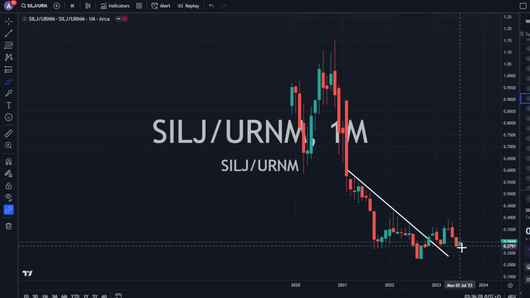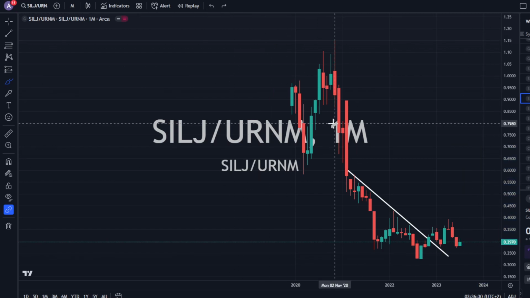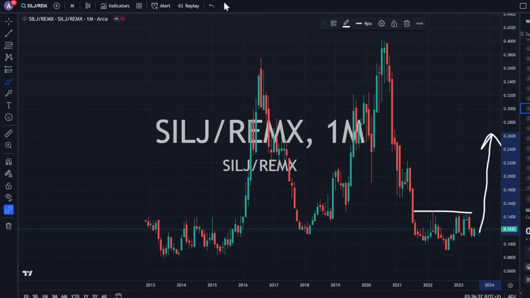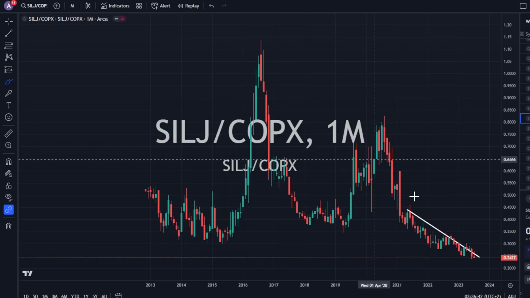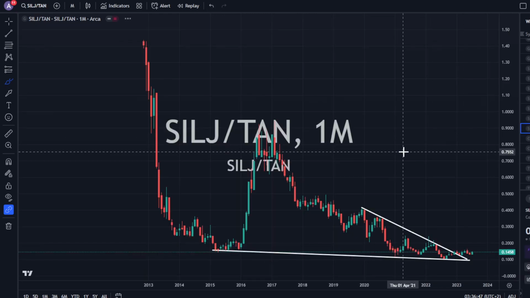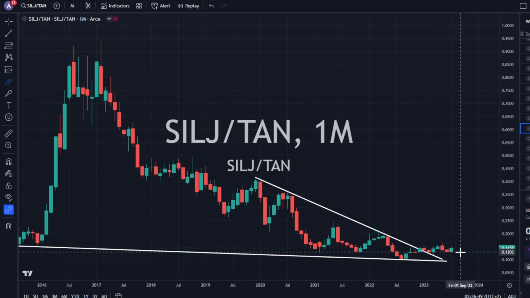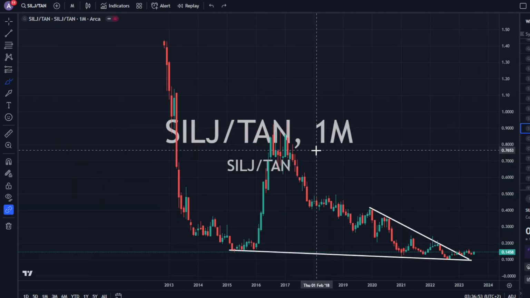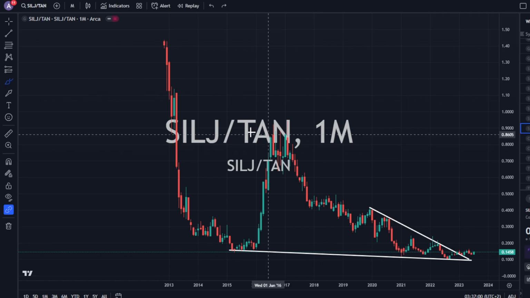SILJ versus URNM looks good for SILJ to outperform, and it's putting in a basing pattern. We've got SILJ versus RMX. SILJ is cheap against RMX, and I do think that we could see an outperformance of SILJ at some point for the patient investor. SILJ versus COPX, super cheap for SILJ. And SILJ versus TAN, SILJ looks like we could outperform and move higher against TAN. So SILJ is cheapest against everything. And that's it. The ratio charts are suggesting that SILJ is the spot we should be looking.